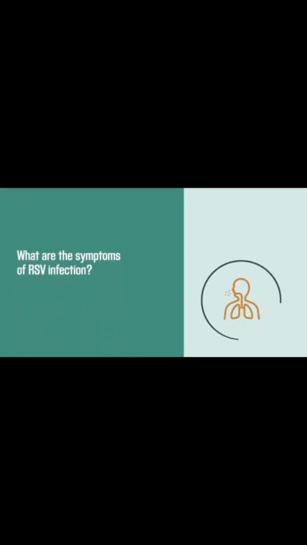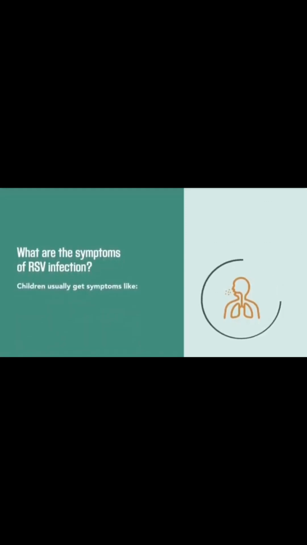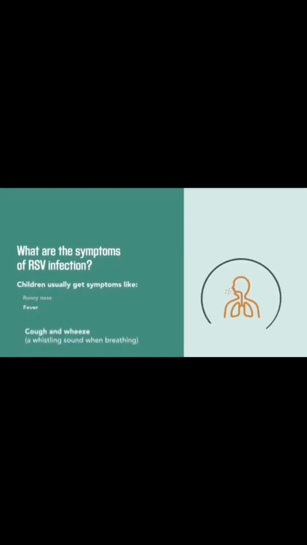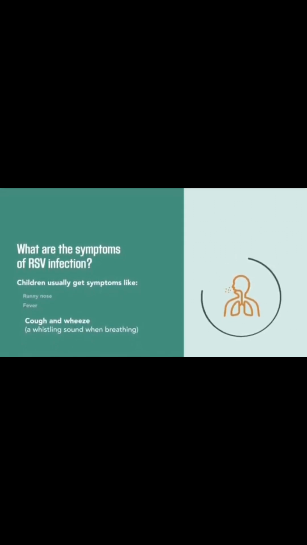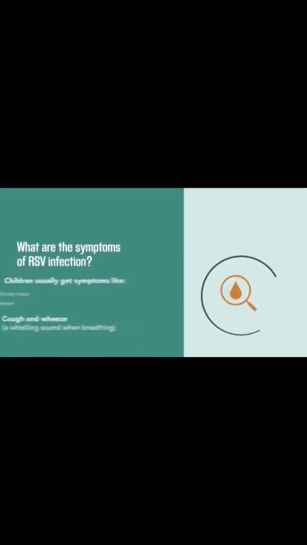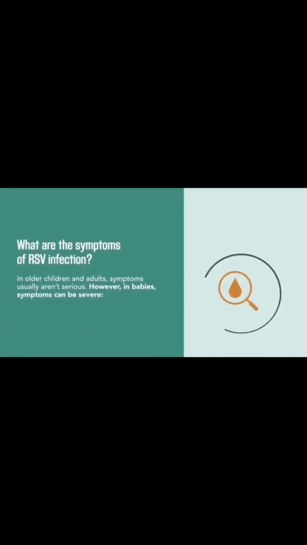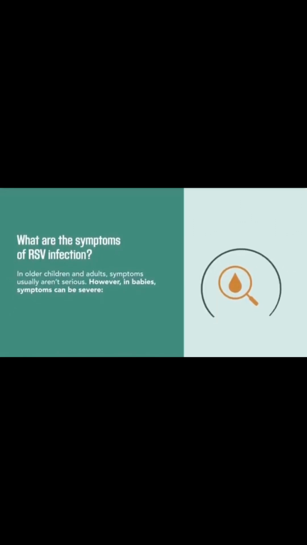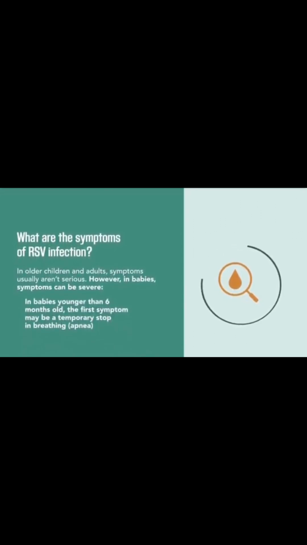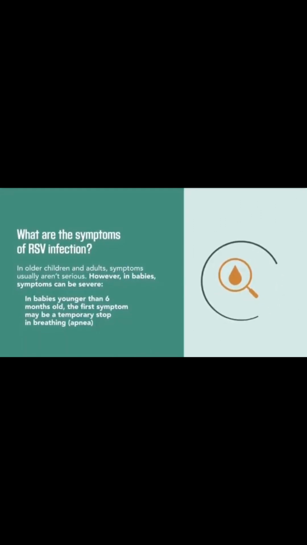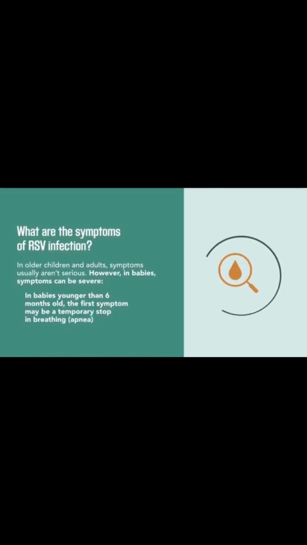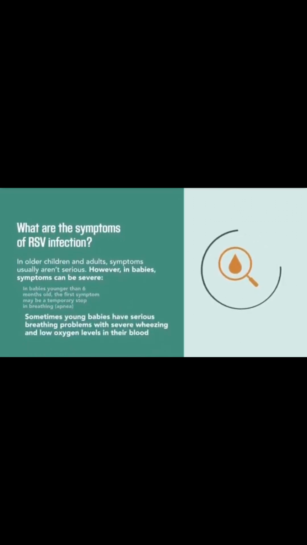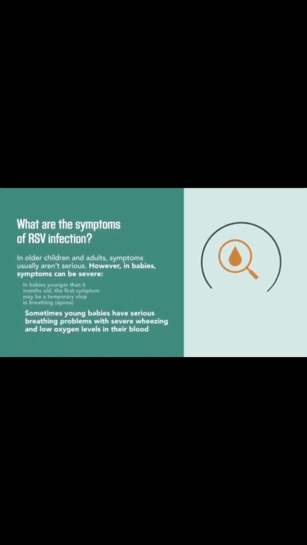What are the symptoms of RSV infection? Children usually get symptoms like runny nose, fever, cough, and wheeze, a whistling sound when breathing. In older children and adults, symptoms usually aren't serious. However, in babies, symptoms can be severe. In babies younger than 6 months old, the first symptom may be a temporary stop in breathing, apnea. Sometimes young babies have serious breathing problems with severe wheezing and low oxygen levels in their blood.